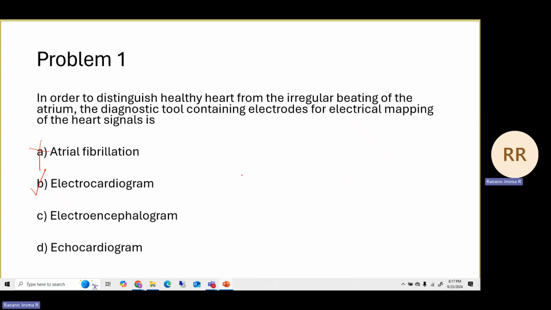Okay, so let me draw an ECG wave. We have something called a P wave. Then we'll have a dip which is called Q. Then a peak R, and again a dip. So this is called the QRS complex. And then we'll have a T wave. So this is the P wave. This is the QRS complex, and then this is the T wave.